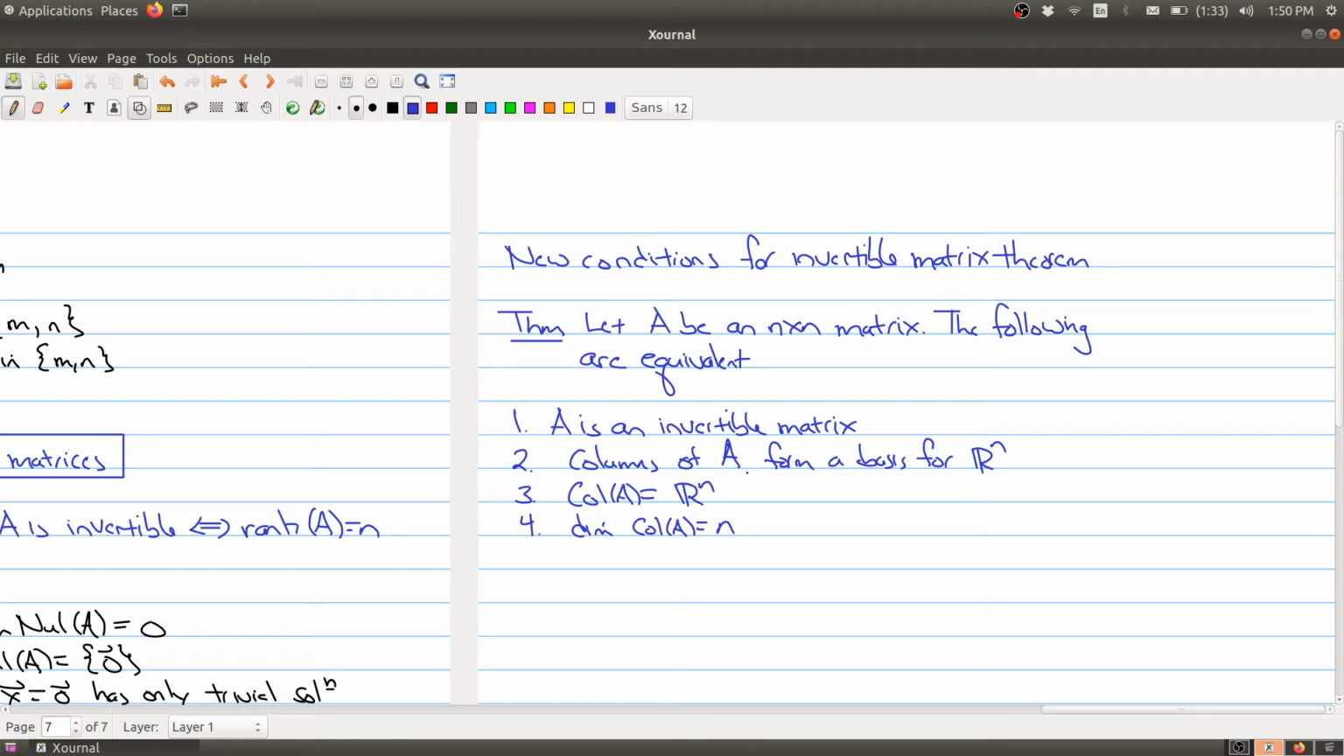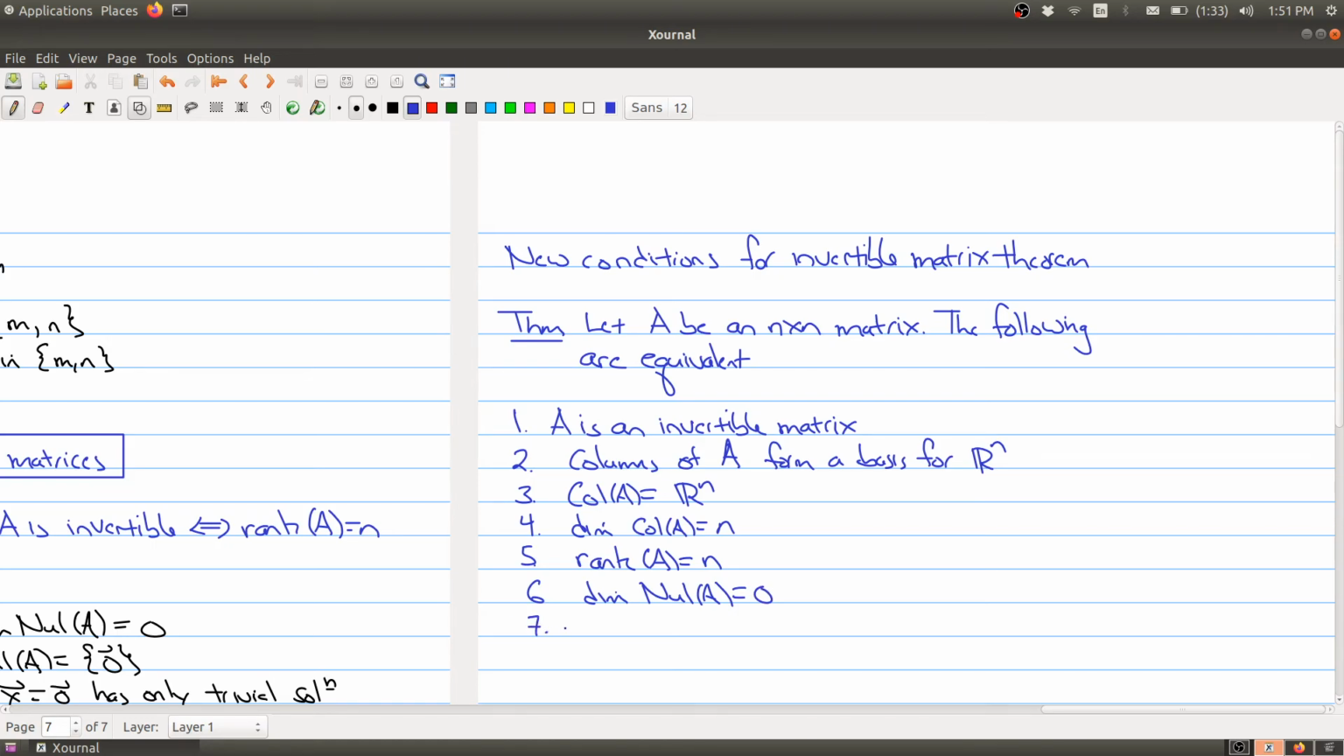Proving 3 implies 4 is actually quite easy. If 3 is true, then both sides have to have the same dimension. Since R^n has dimension n, the column space has to have dimension n. The next statement falls directly from 4: the rank of A has to be n, which is clear because they're the same number. The other condition, using the rank theorem, is that the dimension of the null space is 0.